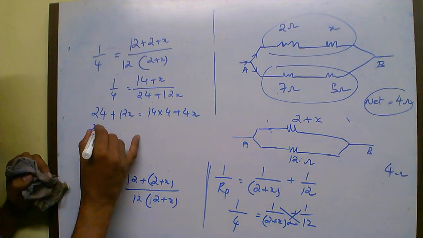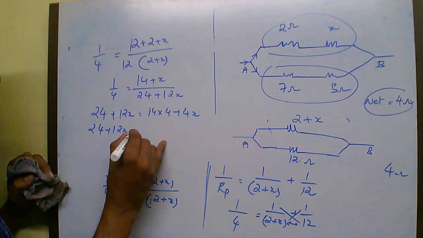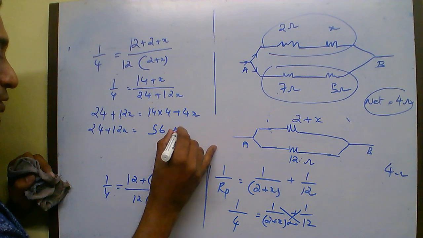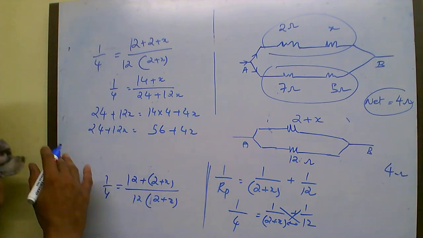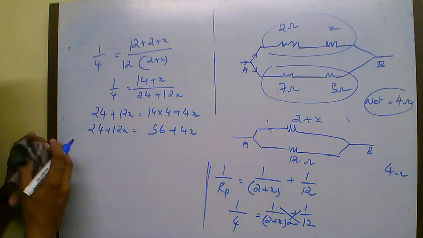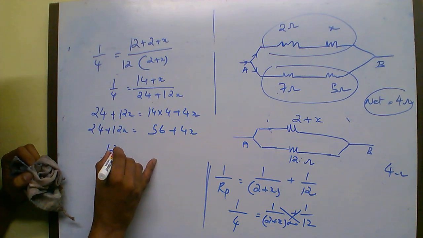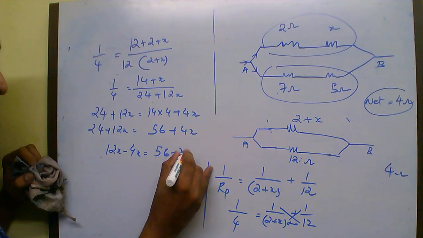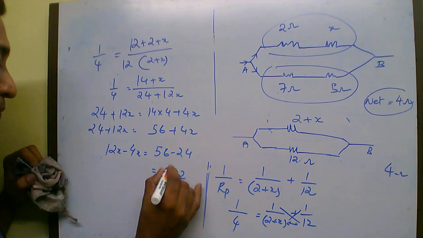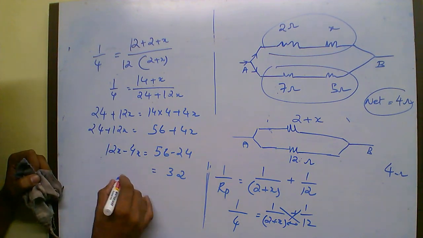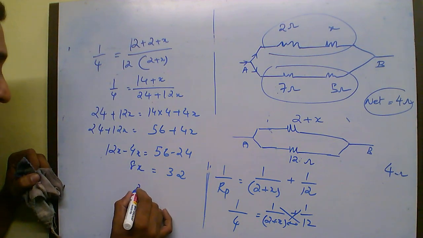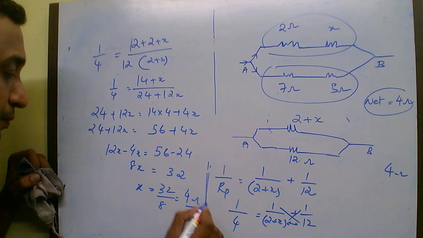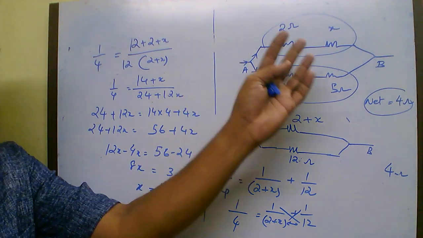So you have 24 plus 12x equals 56 plus 4x. And you take this to this side and the other one to the other side. So you have 12x minus 4x equals 56 minus 24, that will be equal to 32, and you have 8x here. So x will be equal to 32/8, which is equal to 4 ohms. This is how you have to solve this sort of problems.